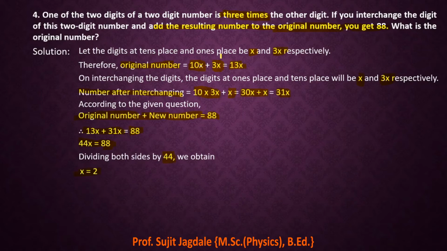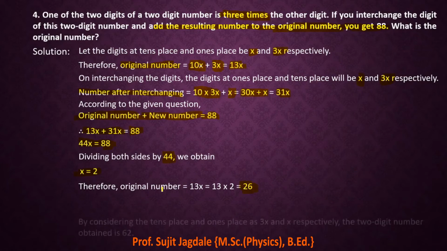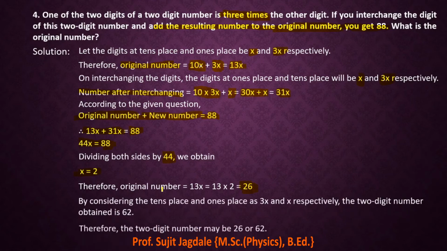So therefore the tens place is going to be 2 and the ones place is going to be triple of that, that means 3 times of that. So therefore the original number is going to be 26, because 6 is triple of 2. So in this way the original number is 26.